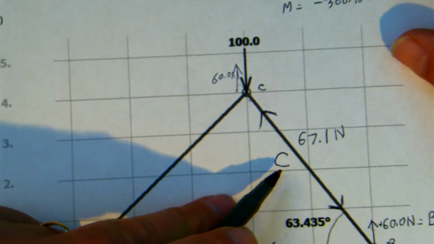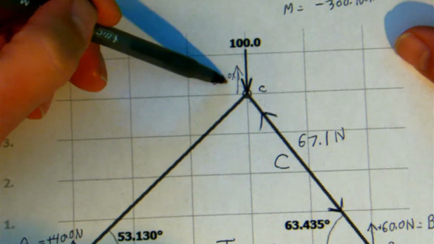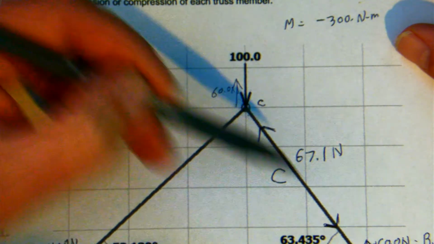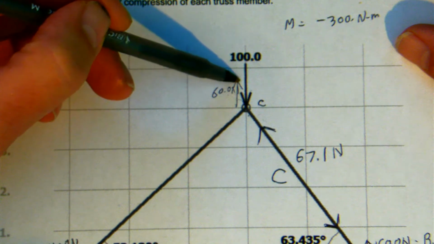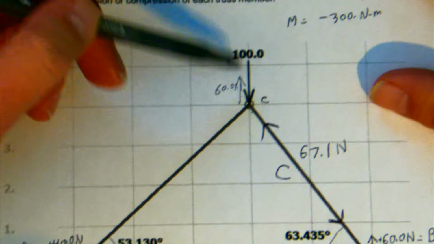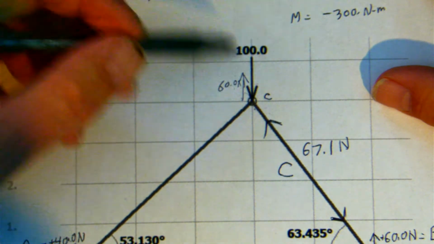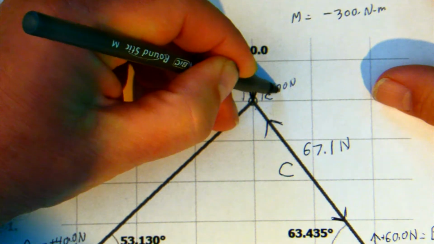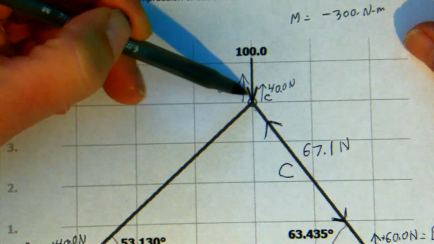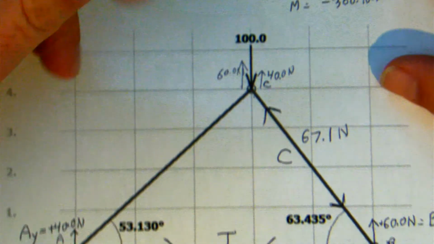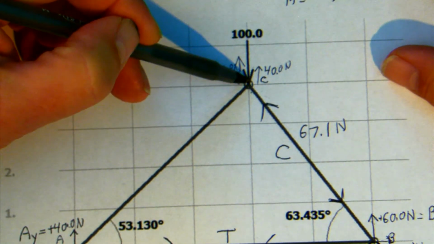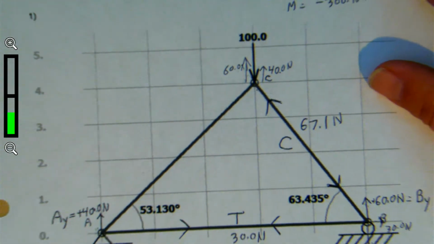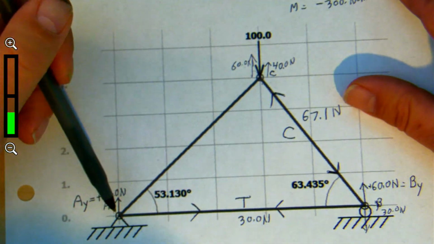So member BC is pushing up with a magnitude of 60 newtons. That's what it's doing. Now, vertically, all the forces have to add up to 0. So if I'm pushing down with a 100 Newton load, and BC is pushing up with a vertical component of 60 newtons, then member AC must be pushing up with a magnitude of 40 newtons. 60 up from BC, added to 40 up from AC, will cancel the 100 newtons down caused by the load acting at point C. So I've just established what the vertical component is of member AC.